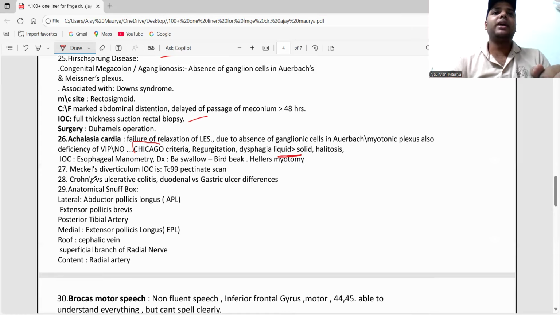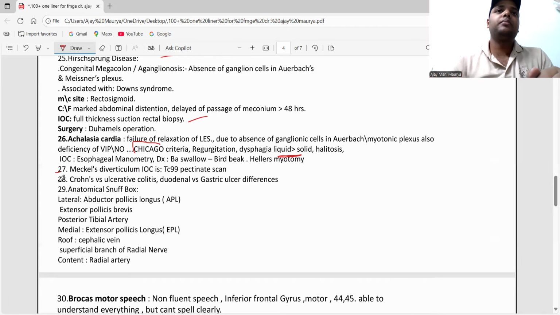Okay. Next one, Meckel's diverticulum. Guys, please try to remember the rule of twos. The rule of twos is here in Meckel's diverticulum. The investigation of choice is the technetium-99m pertechnetate scan.